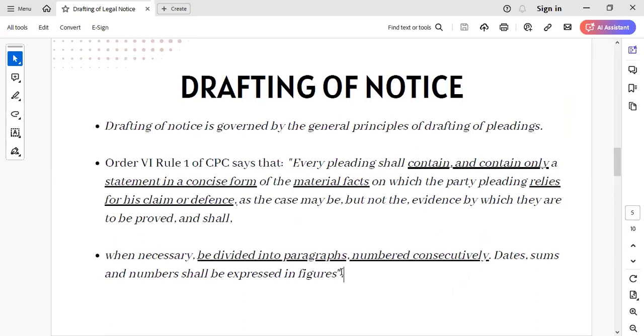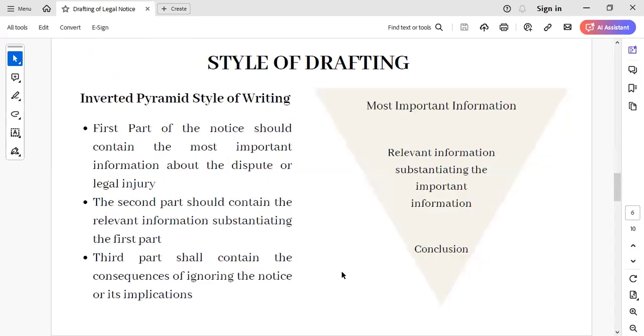Shall I move to the next slide? Yes, sir. Yes, sir. Okay. Next. Now there are style of drafting. There are the style of drafting.